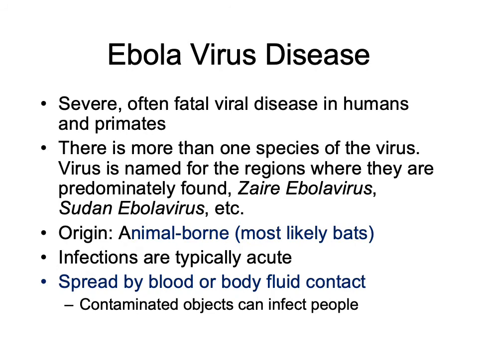Their origin is animal-borne, and it's most likely from bats that infect other animals like primates. Infections are typically acute. They are spread by blood or body fluid contact. And you're going to see in the next image some examples of how that can occur. Contaminated objects can also infect people.